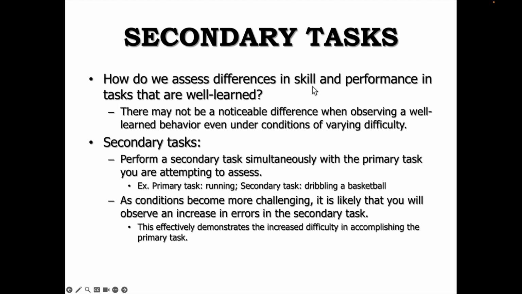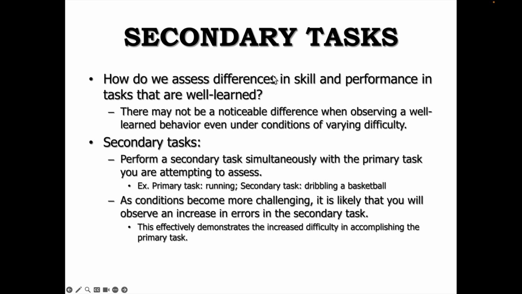Now, oftentimes when we're moving, we have a primary task that we need to execute, but we might also need to execute some sort of secondary tasks as well. So how do we assess differences in skill and performance in tasks that are well learned? For example, when you're just practicing shooting a basketball, you might have a high-level performer and a moderate-level performer, both able to shoot the ball very well in a practice environment.